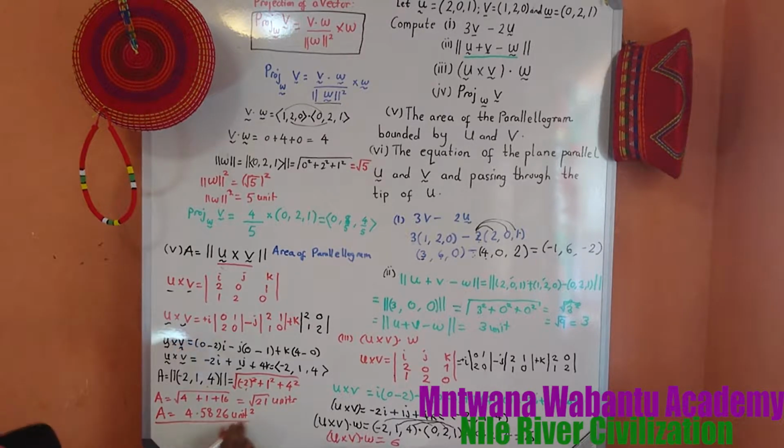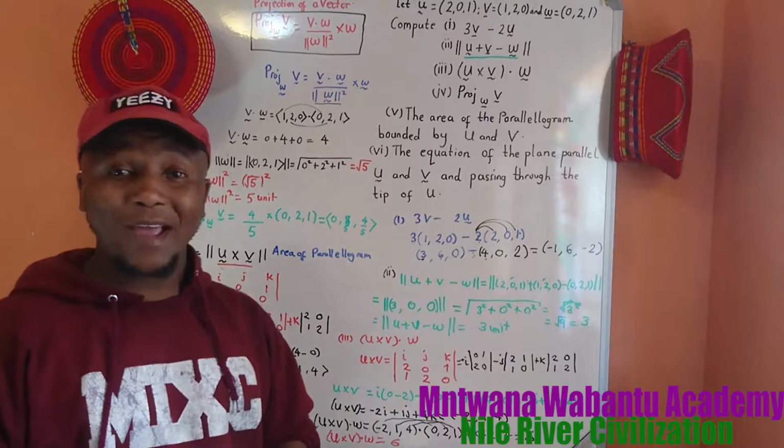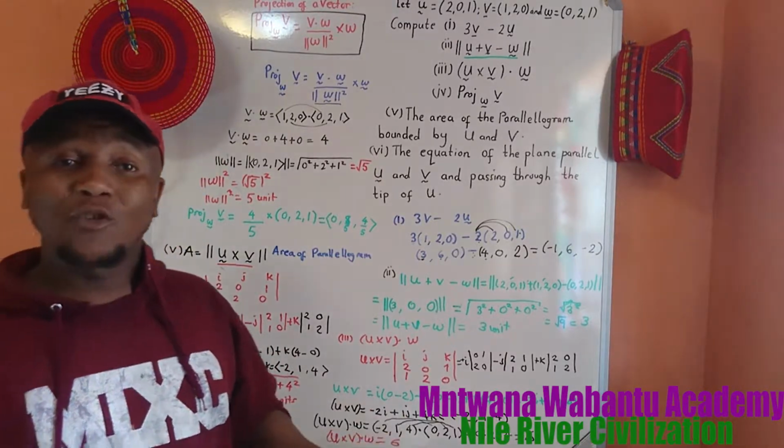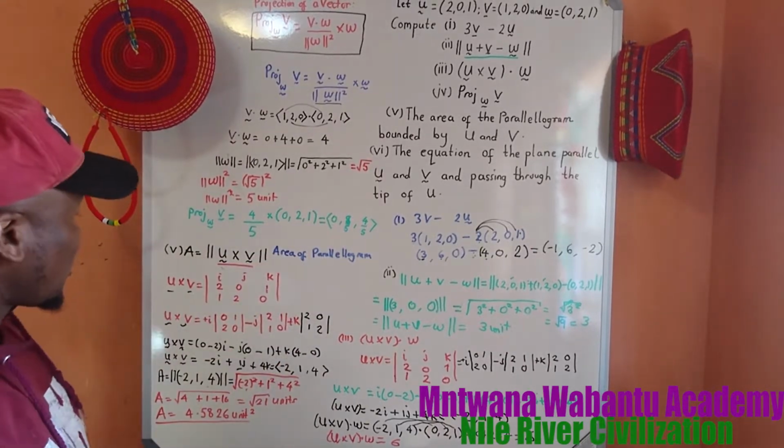You know why we say unit square? We say unit square because this is the area, so it could be centimeter square, meter square, or kilometer square, depending on which area you measure. So now we want to go for the last one. So the space is finished.